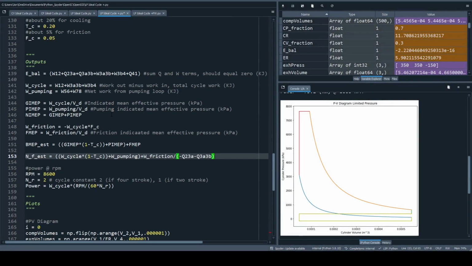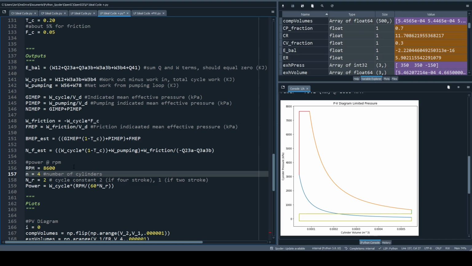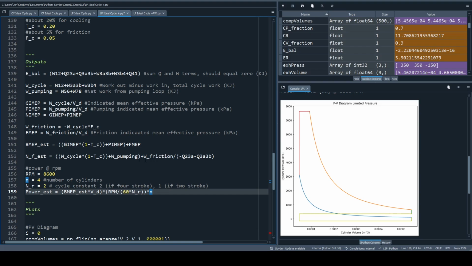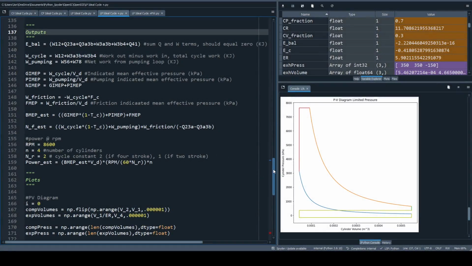Finally, we'll come and modify our power here. So we've got RPM, which we still need. We're going to add in number of cylinders because we're looking at a real engine here. And then the power equation itself needs some modifications. This is going to follow right with all the modifications we've done to estimated BMEP and estimated fuel conversion efficiency. We're actually just going to take that BMEP estimate, multiply it by the volume displaced, so that converts it back to a work term, and then we have all of our same conversion factors, and now we're multiplying by a number of cylinders. Okay, so those are about all the changes that we wanted to make here.